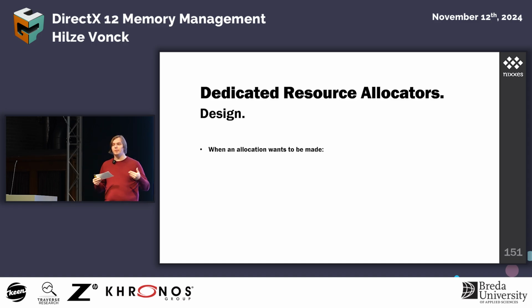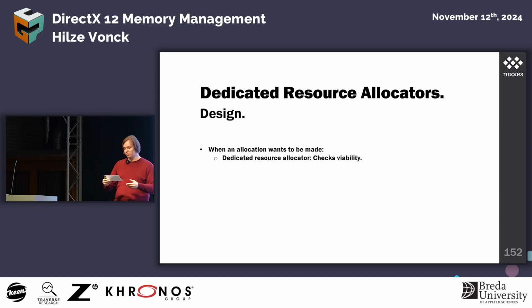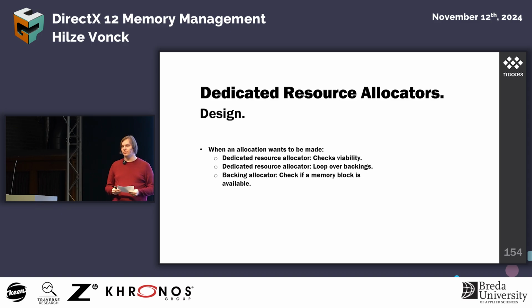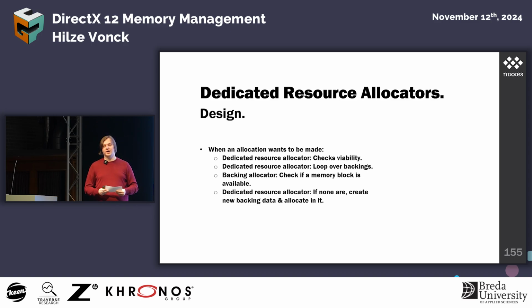Whenever an allocation wants to be made inside of a dedicated resource allocator, we first have to check its viability. We do this against some information that we provided at creation time, which we'll get more into in a little bit. Assuming that this passes, we then loop over all of the different backing data associated with this dedicated resource allocator and check if this allocation can be made in any of them. If it can, great, we simply create the allocation and move on with our lives. Otherwise, we have to create a new backing data and allocate the new allocation inside of it.